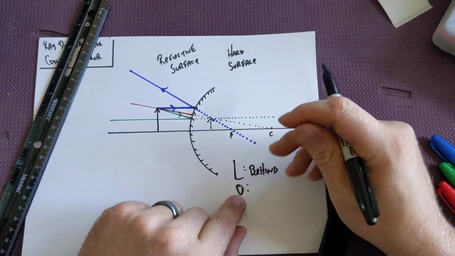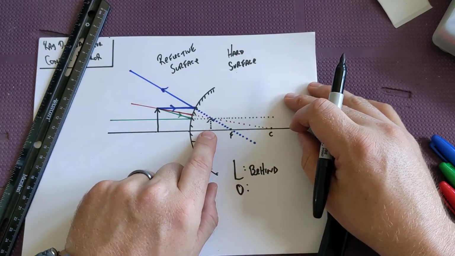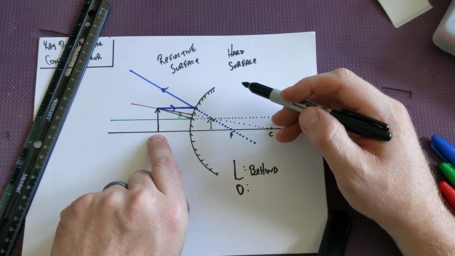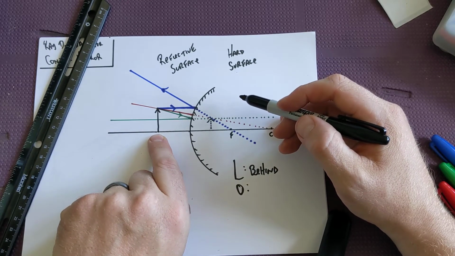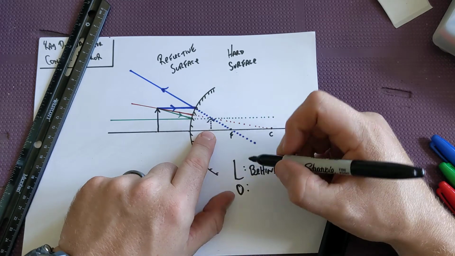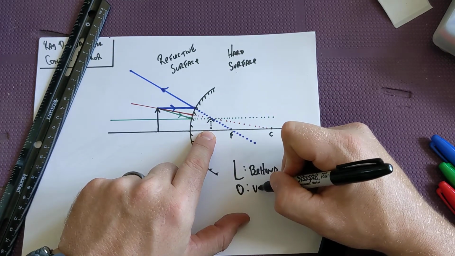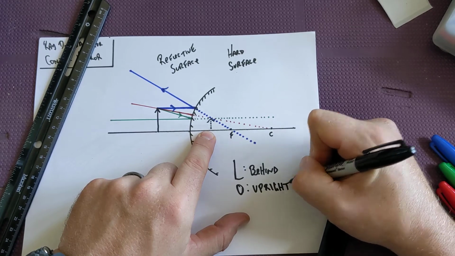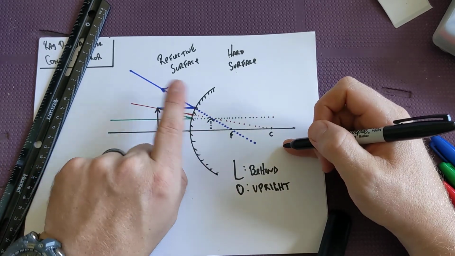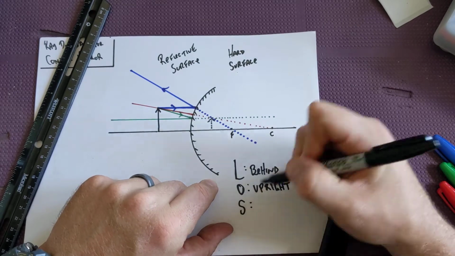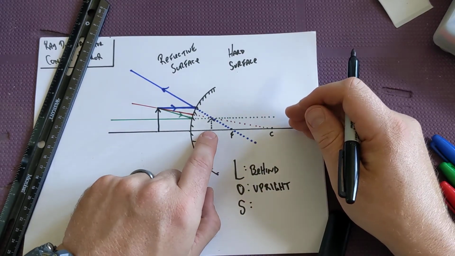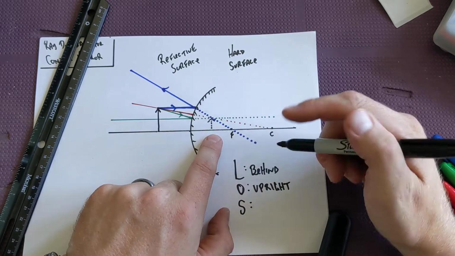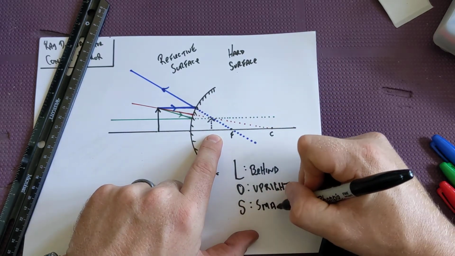We're going to look at the orientation of our image, and because it's facing in the same direction as our object, we're going to say that it's upright, because they're both pointing up. The size of the image, we're going to compare the image to the object, and clearly it is much smaller.